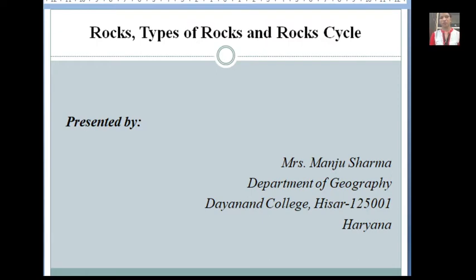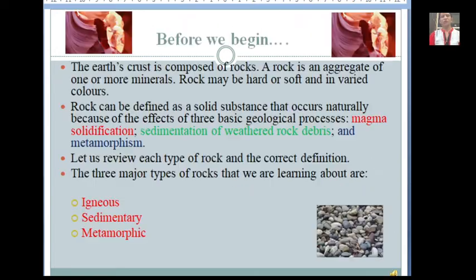Today, the topic of our study is rocks, types of rocks, and the rock cycle. Now, the question is, what is rock? The meaning of rock varies from one discipline to another. For example, in geology, a hard substance is called rock. But geographically, its meaning is different. It is related to the lithosphere.